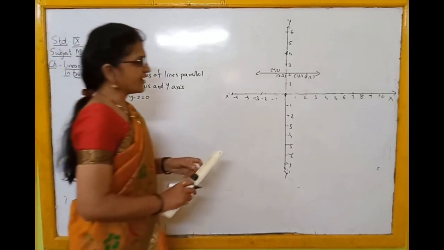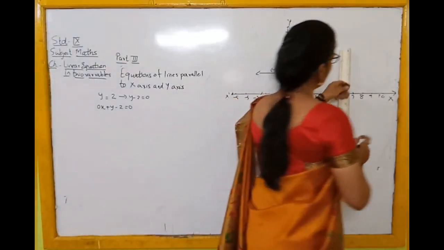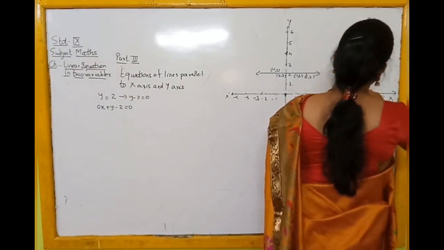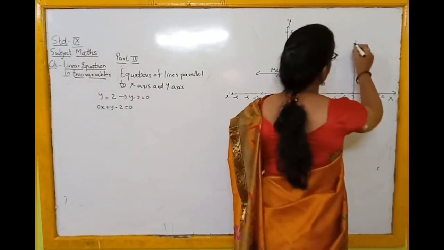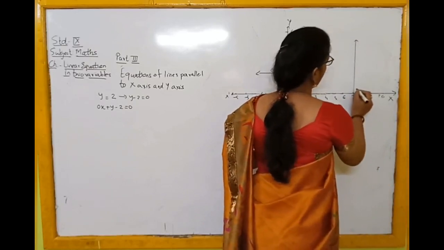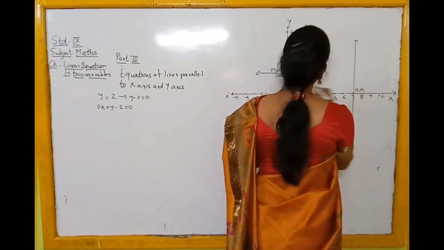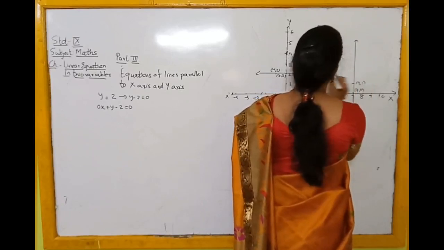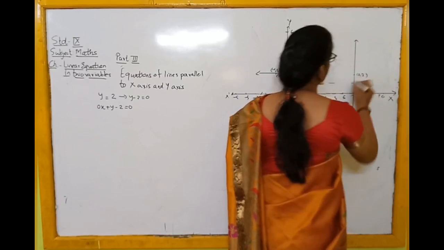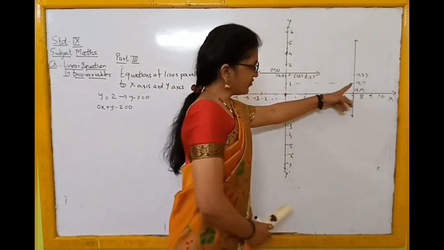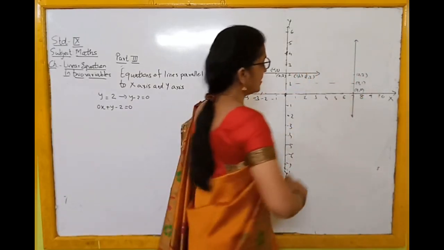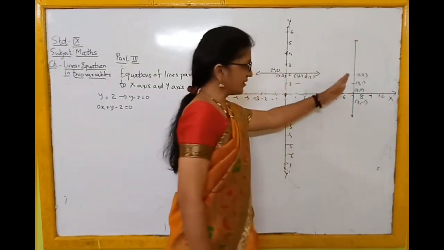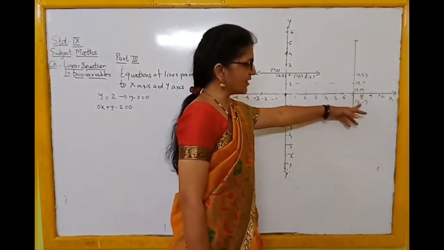Now if you want to write the equation of a line which is parallel to y-axis, we'll draw the line which is parallel to y-axis. Now what are the coordinates of this point? Coordinates of these points are 7, 0. The coordinates of this point are 7, 1, 7, 2, 7, minus 1. So x coordinate is constant while y coordinates are changing.